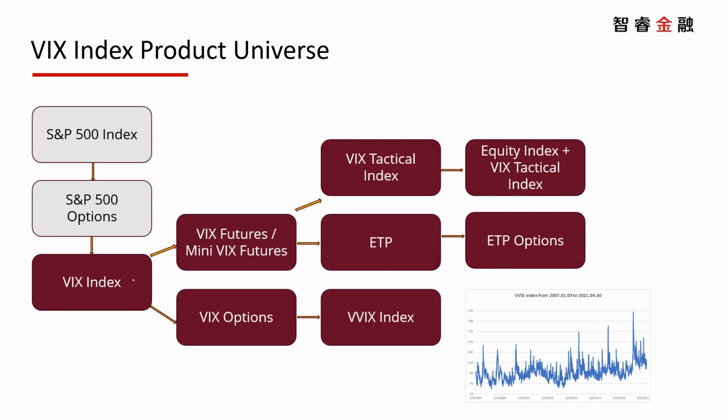Recently, Cboe listed the mini VIX future that lowered the threshold for trading. At 1/10 of the standard VIX future contract size, it provides additional flexibility in volatility risk management and greater precision in trading.